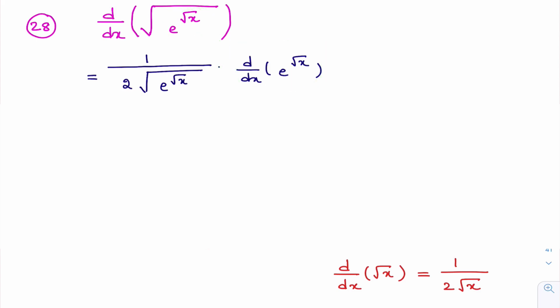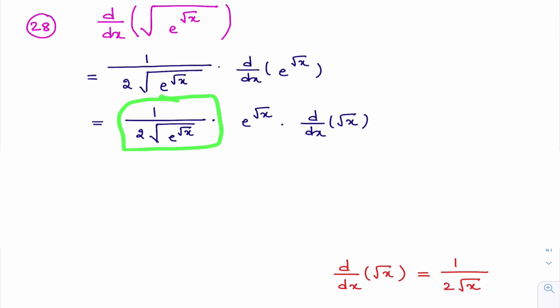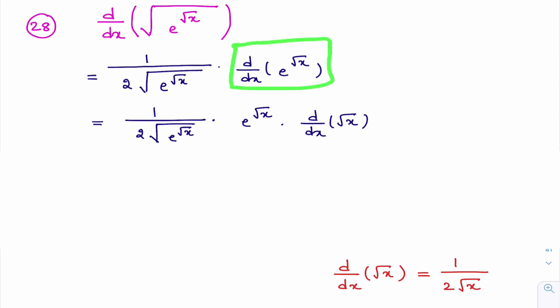You imagine this part as x, so you need to differentiate it, d by dx of e power root x. So further if I simplify this, 1 divided by 2 into square root of e power root x into derivative of e power root x. Here also we do not have any direct formula to do this. So to do this, again I am going to use chain rule differentiation.